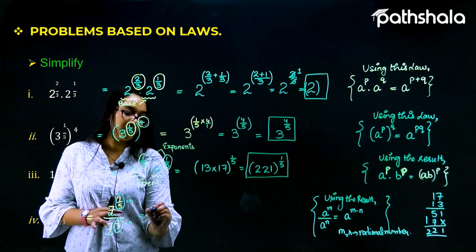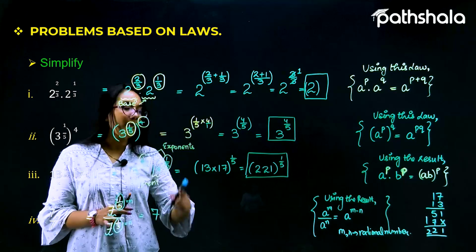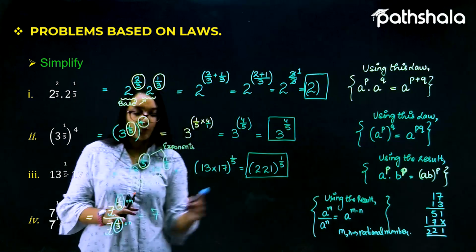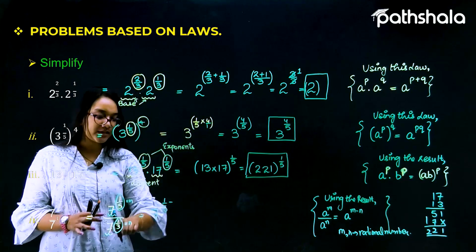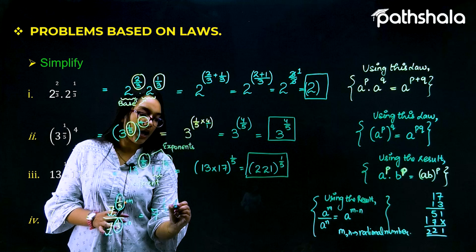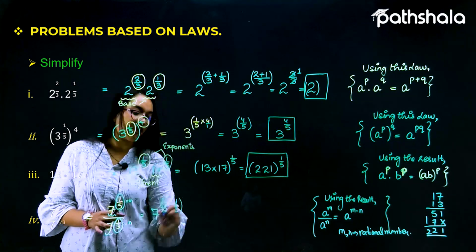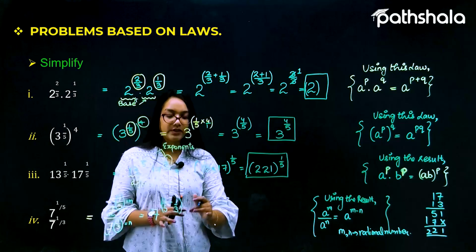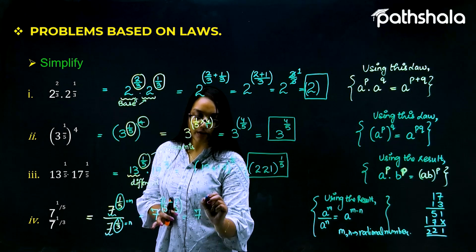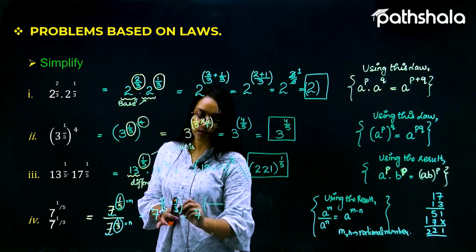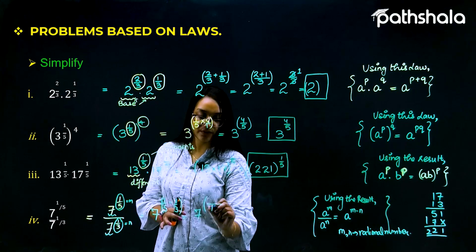So I'm writing it as 7 raised to the power m minus n. What is m? m is 1 by 5, minus n, and n is 1 by 3. So the answer will be 7 raised to the power 1 by 5 minus 1 by 3. Now let's solve this. First of all, take the LCM. The LCM of 5 and 3 is 15.